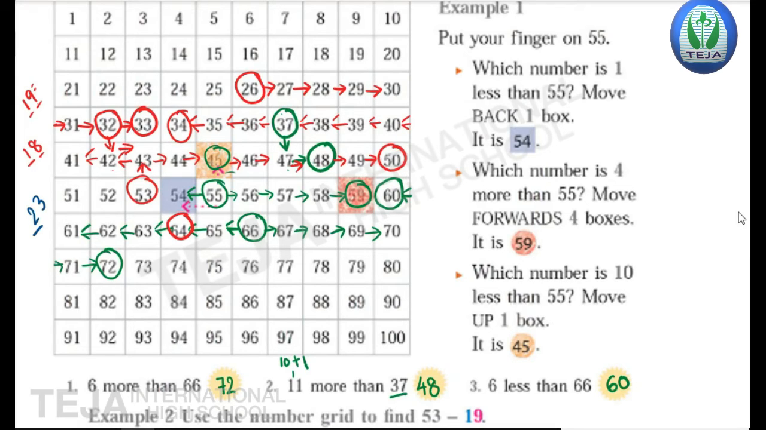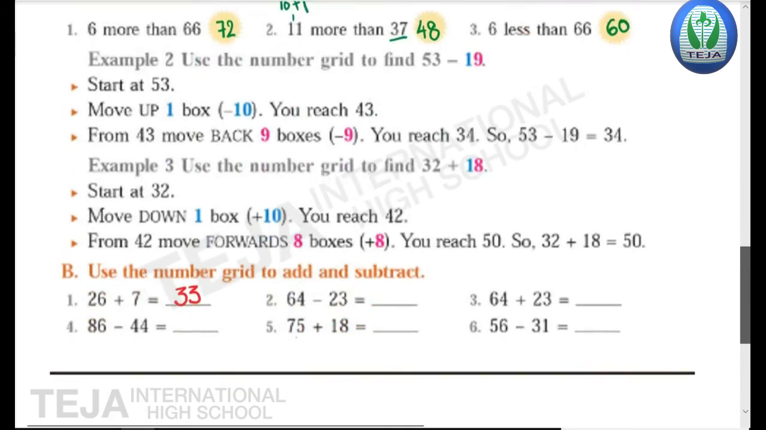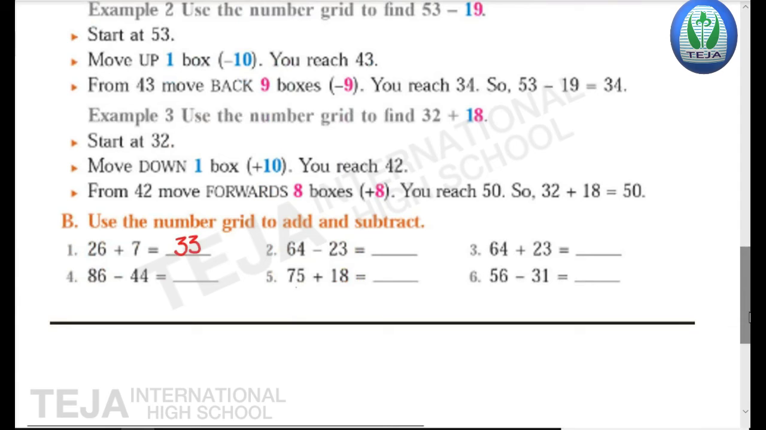So in tens place 2 is there. Subtraction, so you have to move 2 boxes up as 2 is there in tens place. So we reached 44. From 44 you have to move 3 boxes back as 3 is there in ones place. So this is 1, 2 and 3. So where did you reach? 41. That is 64 minus 23 is how much? 41. Write 41 in the blank.